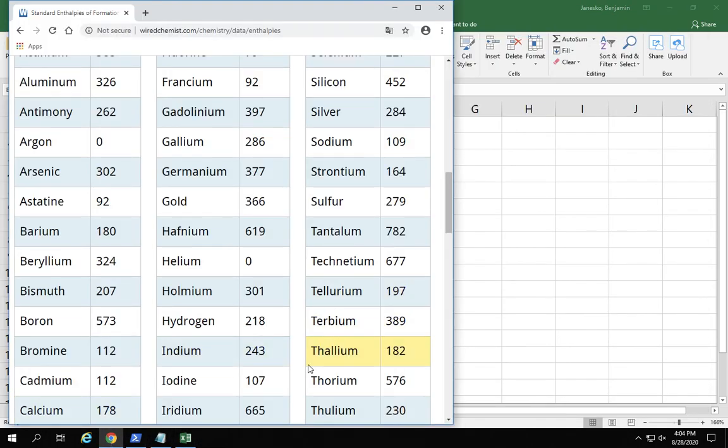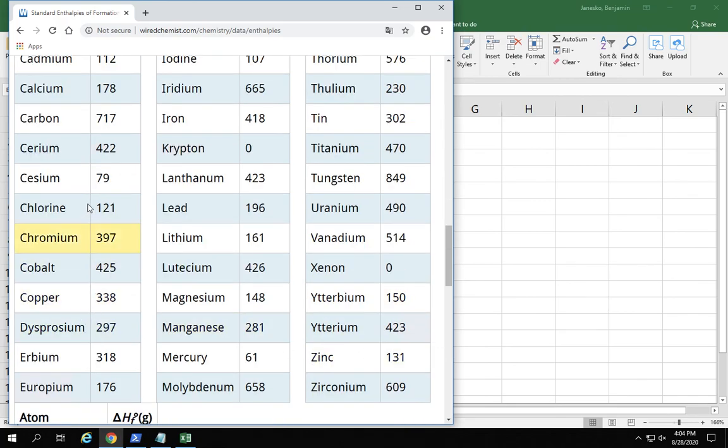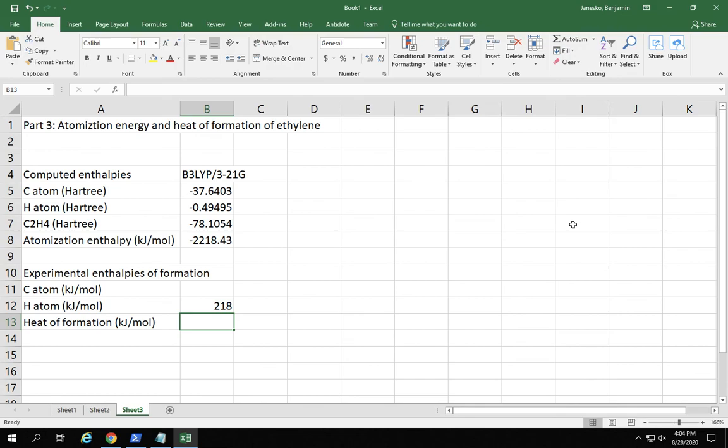Carbon is 717. We have to check the signs here, so that should be this plus 2 times that plus 4 times that. Double check the signs here. Please make sure you get the signs right. Sign errors are something that I always struggle with, so I'm not going to guarantee that what I'm doing right now is right. But the heat of formation of ethylene is 87 kilojoules per mole at this level of theory.